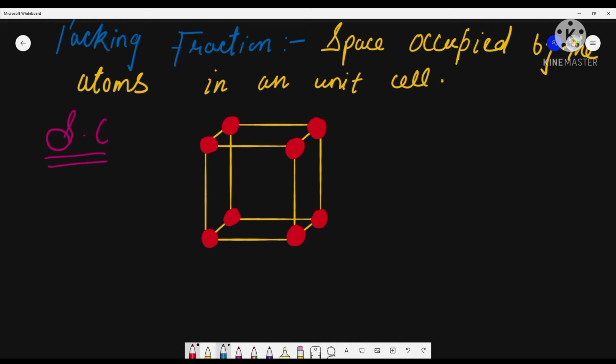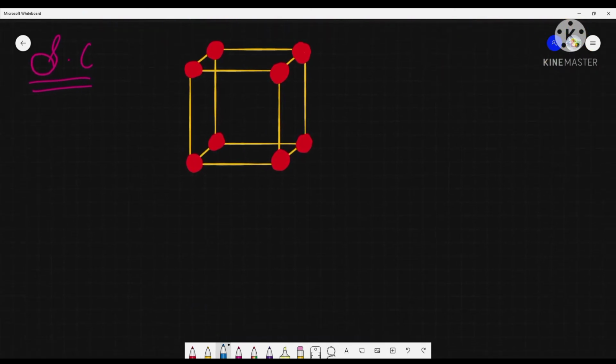For this we must first know Z effective. Z effective is nothing but the number of atoms per unit cell, and here the contribution of each atom in this unit cell is 1 by 8, and the total number of corners is 8, so 1 by 8 into 8. Total corners is 8, and this is the contribution of each atom. So we will get Z effective equal to 1.